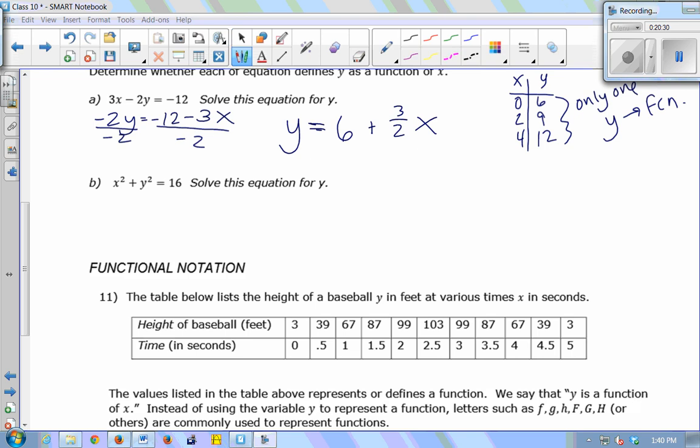So I want to solve this equation for y. So I'm going to subtract the x squared from both sides. So I have y squared equals 16 minus x squared. So how do you undo squaring something? You square root. Okay, so I take the square root of both sides. And what is the square root of y squared? The absolute value of y. What is the square root of 16 minus x squared?